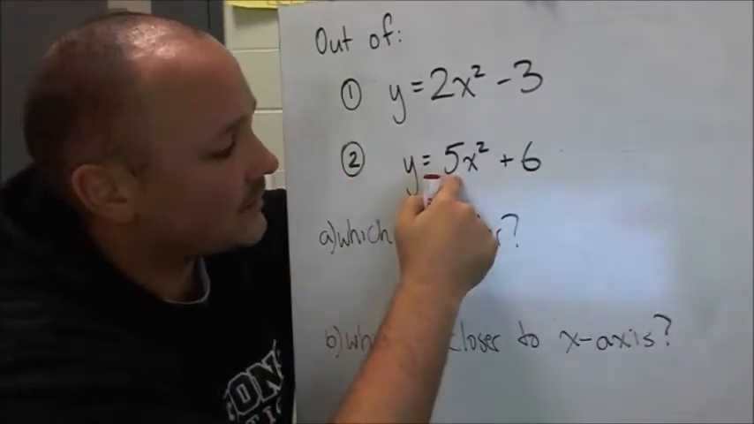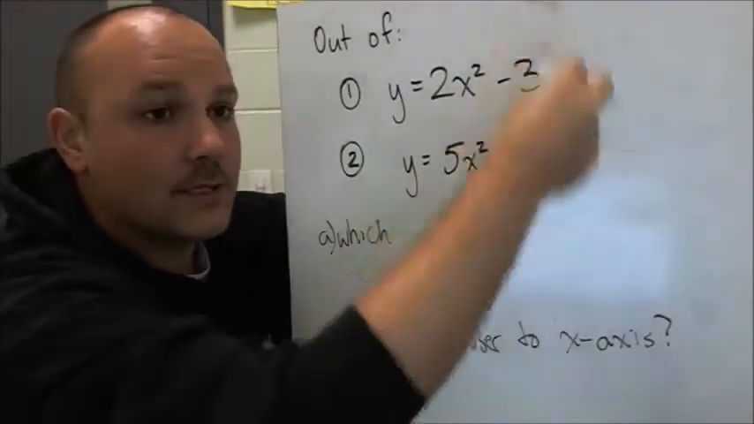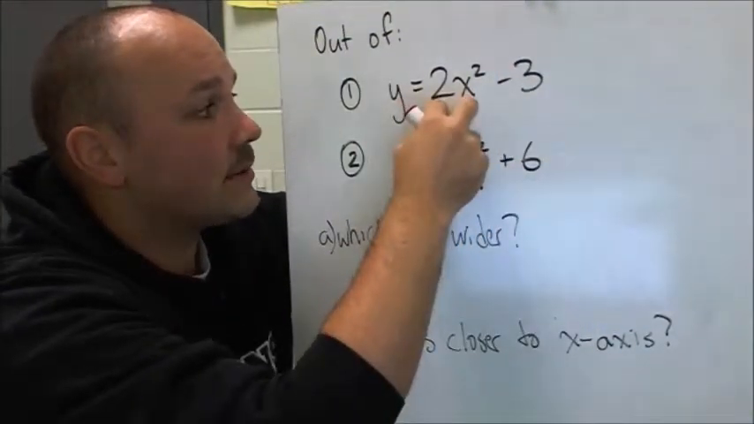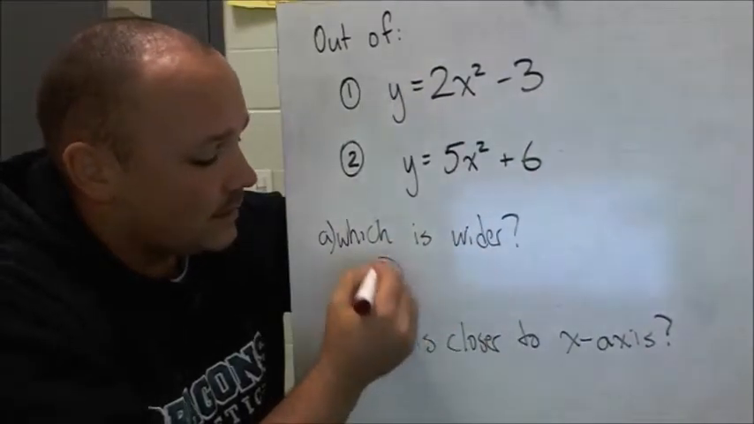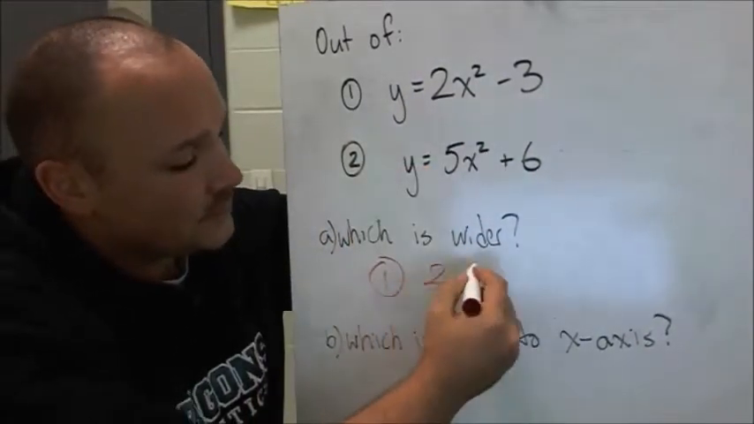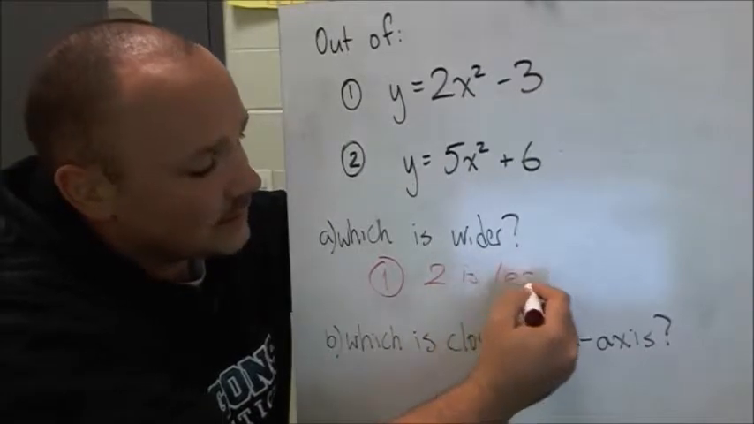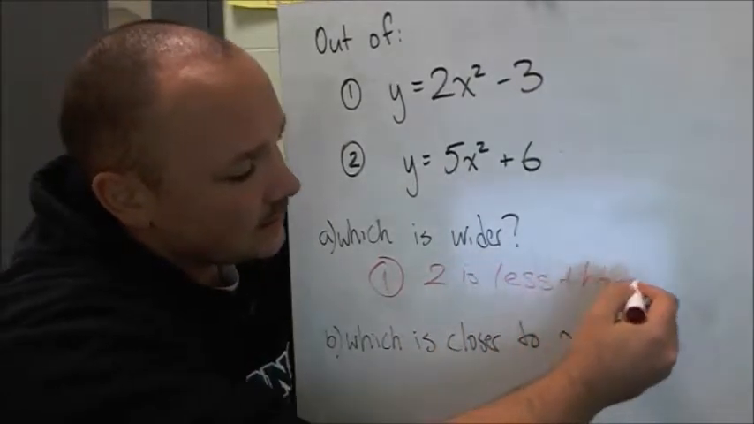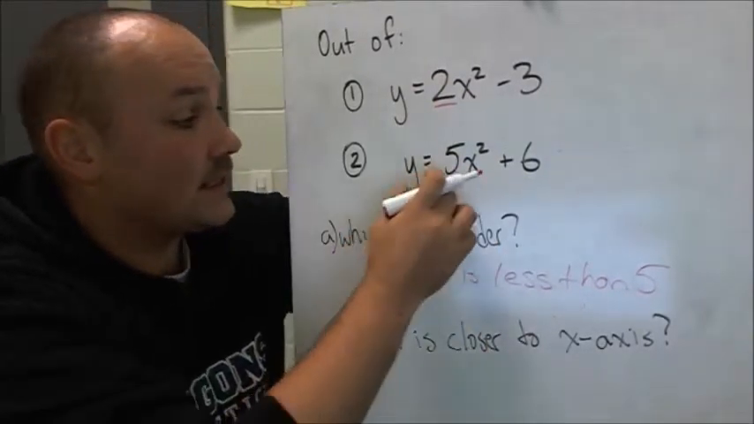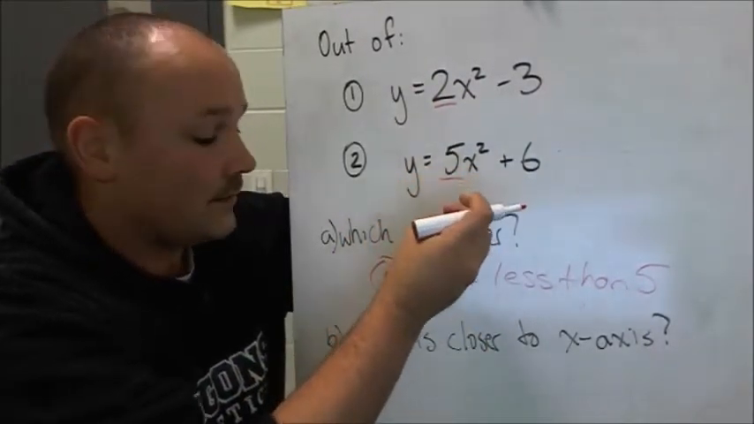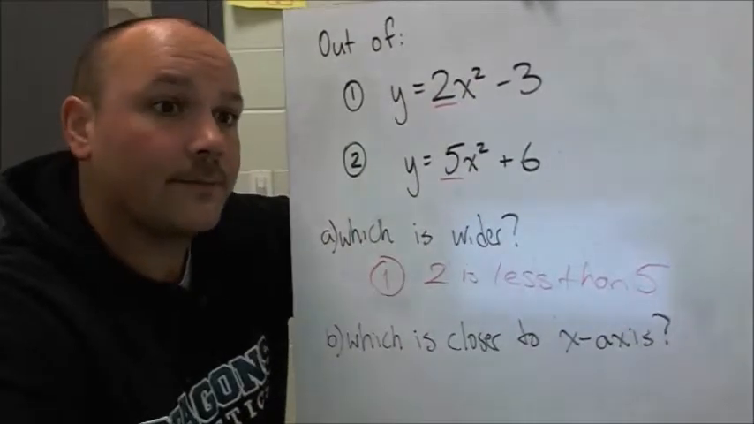Well, remember that this number makes the parabola really tall and skinny. This number, since it's less, it'll make it less skinny, right? So that means that number 1 is wider. Okay? 2 is less than 5, right? So that 2 is less than that 5. So that means that this parabola is going to be skinnier. So that means that one's going to be wider. Okay?